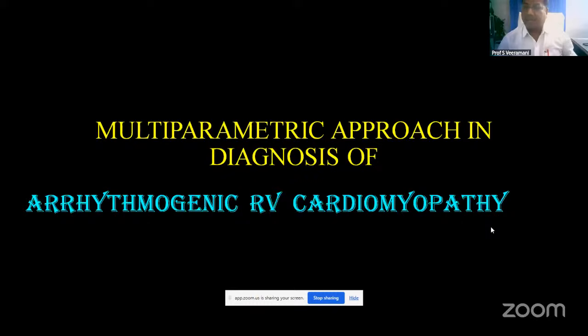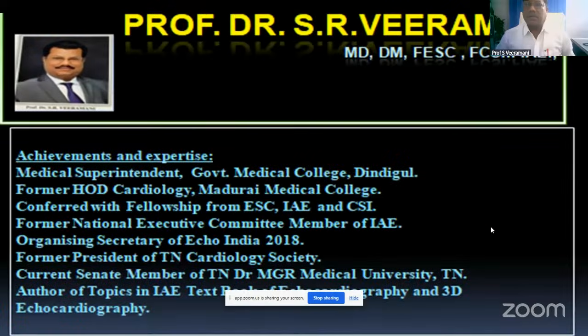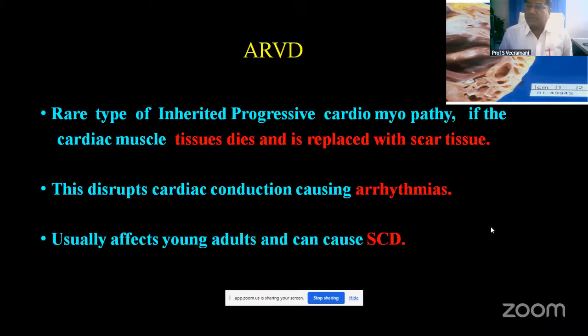Yeah. So, multi-parametric approach in diagnosis of arrhythmogenic cardiomyopathy is the topic, sir. It's a rare type of inherited progressive cardiomyopathy in which the cardiac muscle tissue dies and is replaced with scar tissue, and because of the replacement with scar tissue, cardiac conduction disruption can happen, which will result in arrhythmias. Life-threatening arrhythmias are very common with arrhythmogenic cardiomyopathy. It usually affects young adults and can cause sudden cardiac death also.